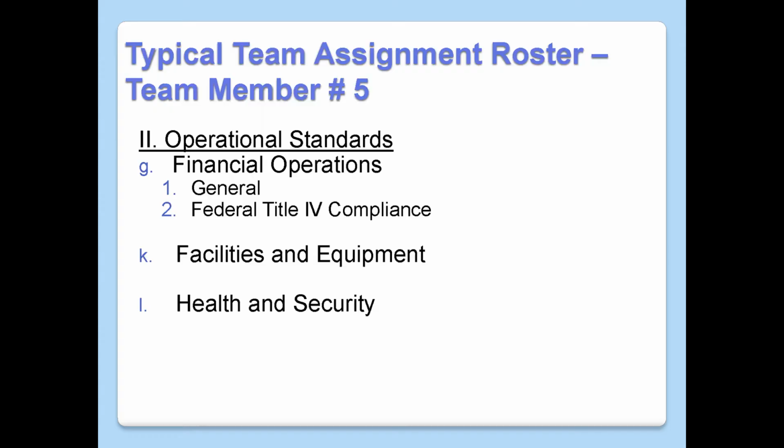And then usually team member number 5 is going to be a finance person, the person that will evaluate in the areas of finance, general finances, Title IV compliance, if the institution participates in Title IV. They're also going to want to give some review of facilities and equipment and health and security. If you'll notice, those are the major divisions of the TRACS accreditation manual. And under each one of those sections, there'll be various standards. So those team members will be responsible to evaluate the institution in light of those standards under their particular area.